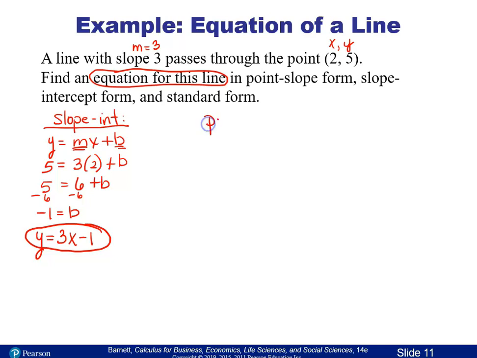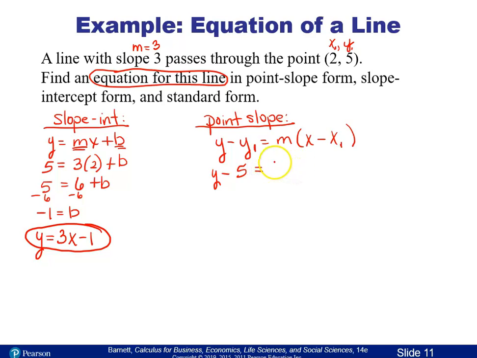Now, if I want to do this with point slope form, okay, point slope form looks like this: y minus y1 equals m times x minus x sub 1. So this would then be your x sub 1 and your y sub 1. So on this one, you don't substitute for the y and the x, you substitute for the subscripted ones. So that would be y minus 5 is equal to 3 times x minus 2. And it's okay to leave it like that.